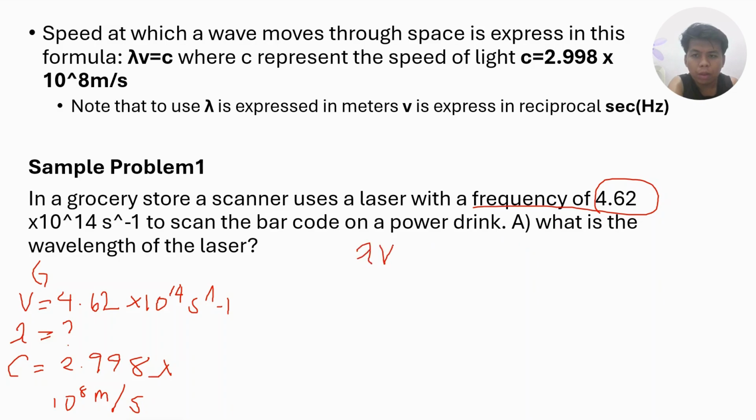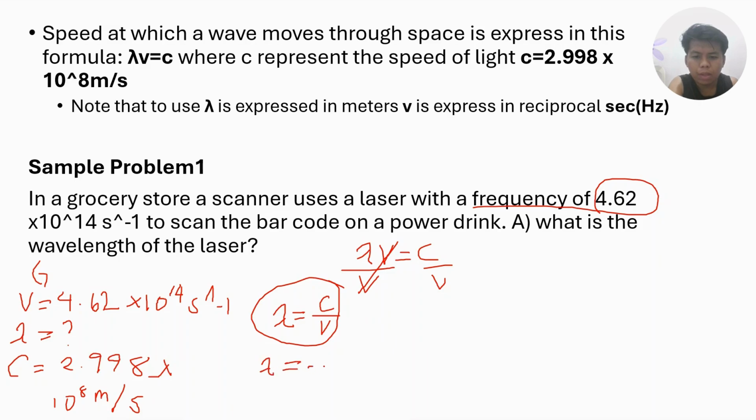So let's have our formula right here. We have wavelength multiplied by the frequency is equal to the speed of light. Given that we are finding the wavelength, we divide both sides by v. Simple algebra right here, cancel out. Now our formula is just wavelength is equal to c over v. Okay, we have now our formula right here. So let's use this to solve our problem. We can plug in now our values.